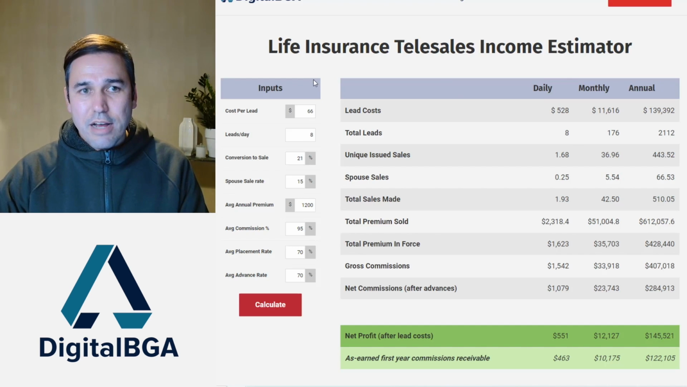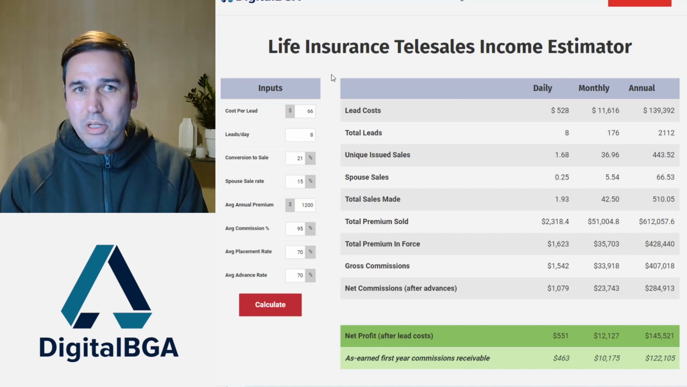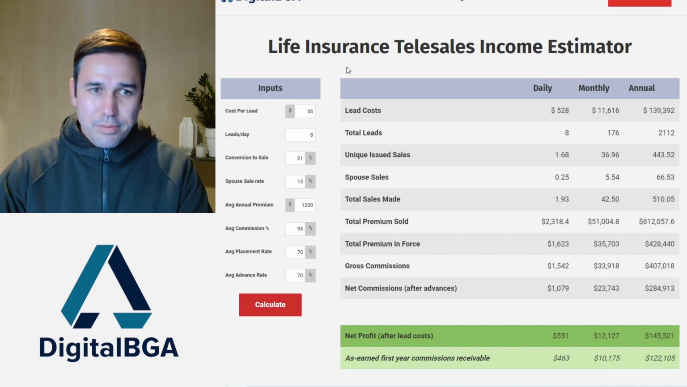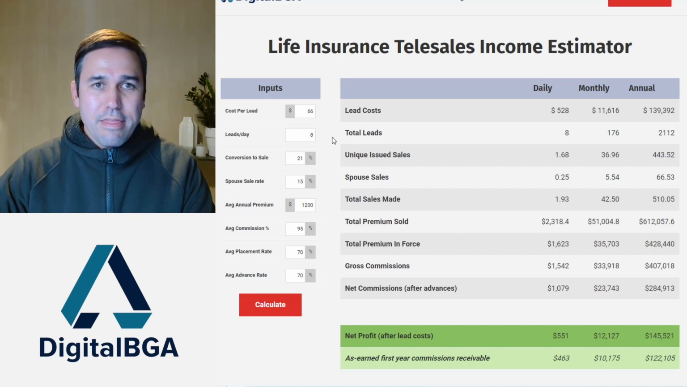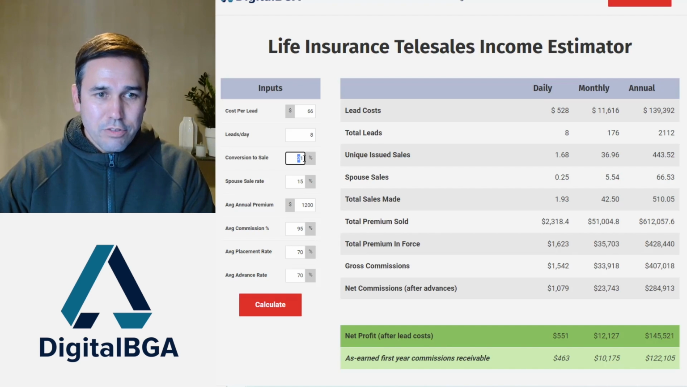This is the type of stuff where you can diagnose to figure out your profitability issues. But you got to be honest, you can't embellish these numbers. So let's take a different example here. Let's say that you're an unprofitable agent, right? You're losing money. You're not doing good on your conversion to sale, right?